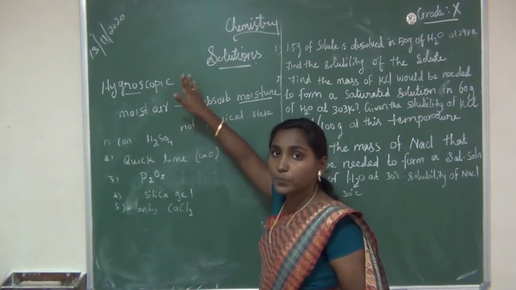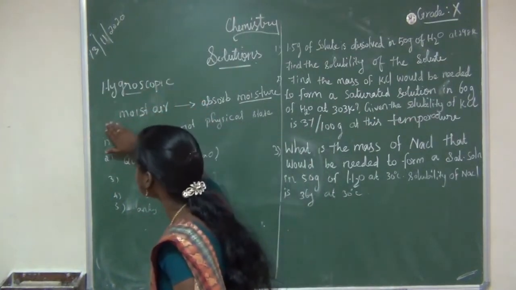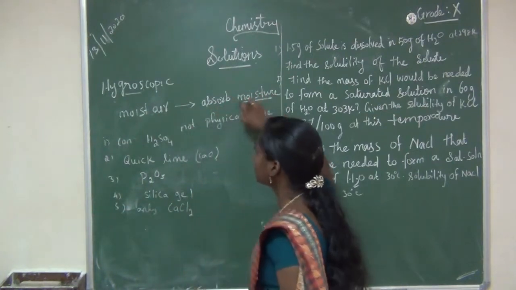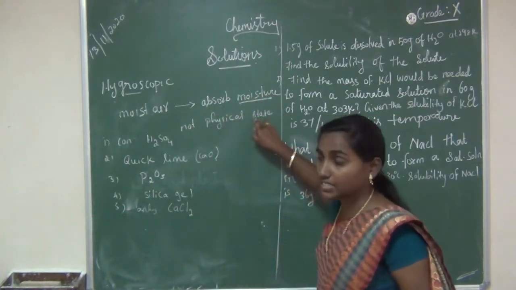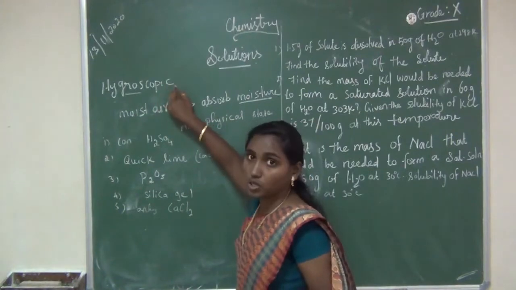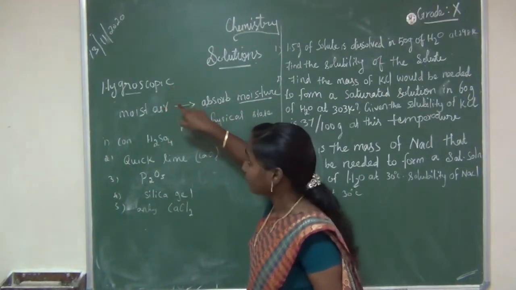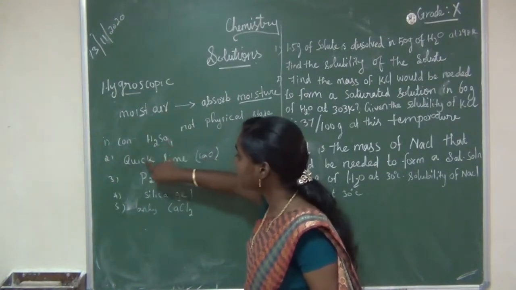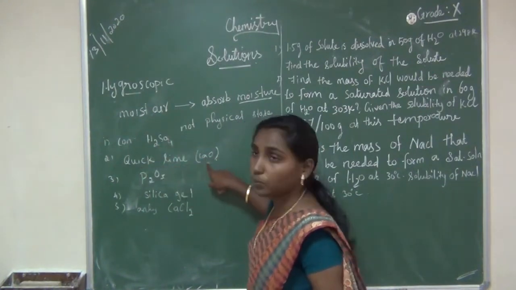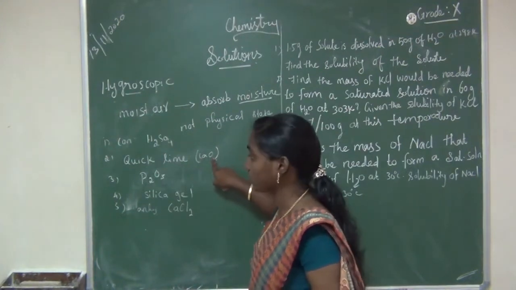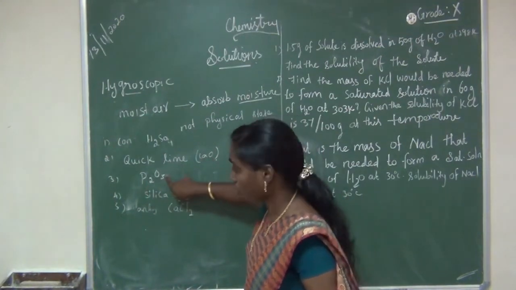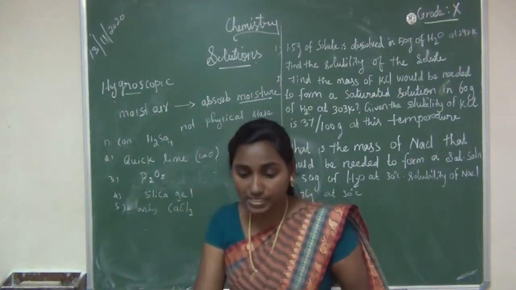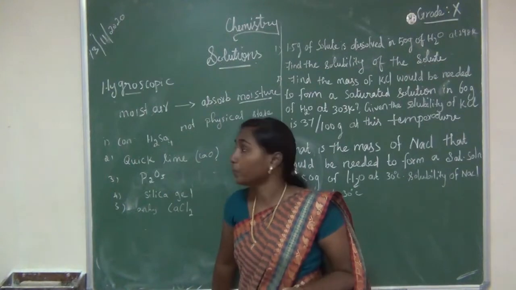What is a hygroscopic substance? A certain substance that, when exposed to moist air, absorbs moisture without changing its physical state. These substances are used as drying agents. Examples: concentrated sulfuric acid, quicklime (CaO, calcium oxide), phosphorus pentoxide, silica gel, and anhydrous calcium chloride.